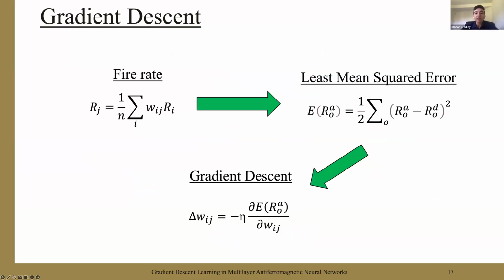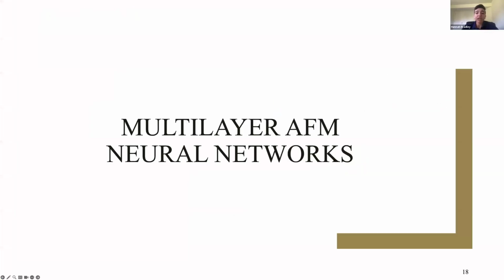For our learning algorithm, we're going to be using the fire rate of the output neurons to calculate the error. Then, a least mean squared error is found from the difference between the actual fire rate of the output neuron and the target fire rate. And then finally, we use gradient descent to find the change in synaptic weights between neurons in the neural network. So now that we have our gradient descent algorithm, we can start using it to train multi-layer AFM neural networks for pattern recognition.